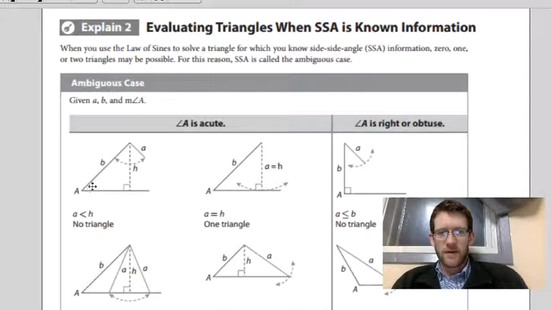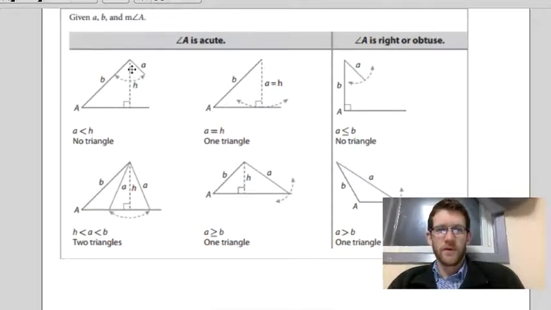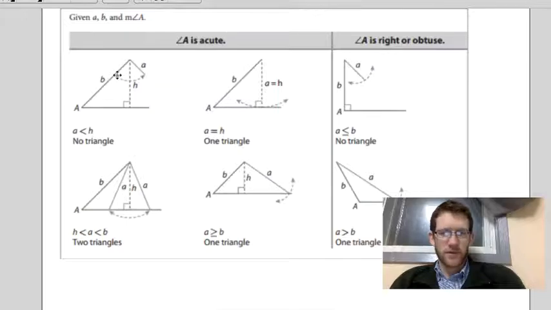So if we have a known angle, we'll call that angle A here, and we have side B and then side A as known lengths, we have a couple different options. The first is where side A is so short, it's shorter than side B, it's shorter than the altitude or the height here, at which point it doesn't make a triangle.